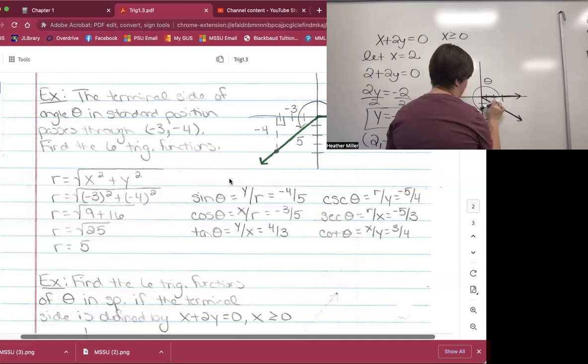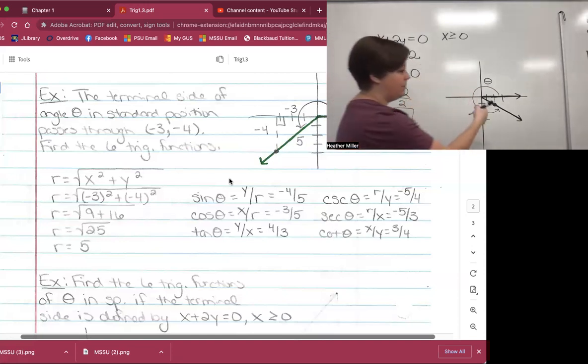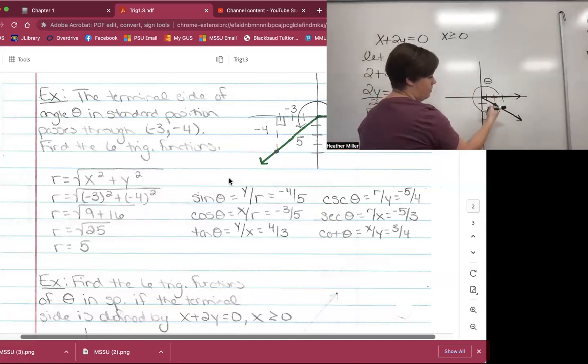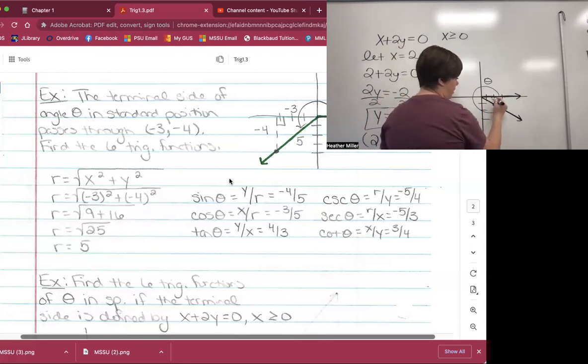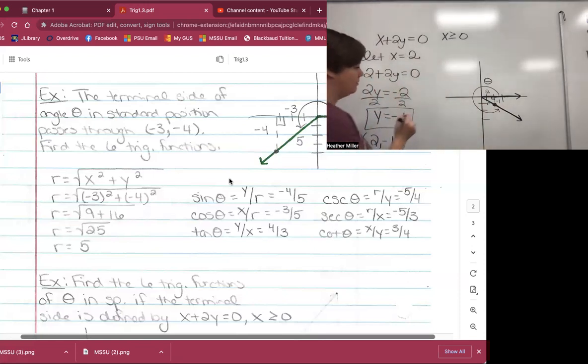I'm going to make this little tick mark smaller to make our triangle. Just like we did in the previous problem, I'm going to make my triangle from the point going up to my x-axis, because that gives me a right triangle right here. Okay, and then my x value was 2. My y value was -1, and then I don't know what my r is. So once again, I'm going to have to figure out what my r is.